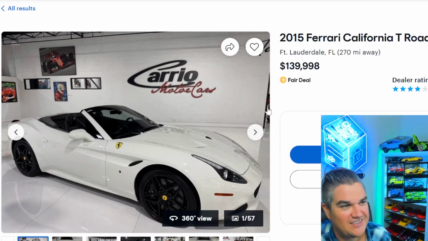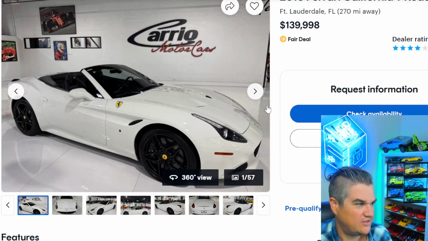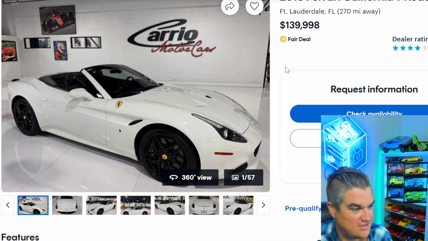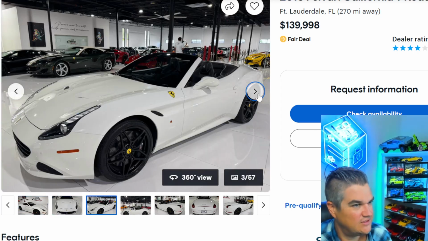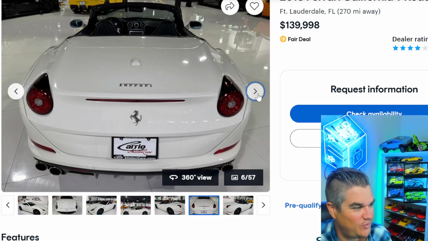All right, car of the day, 2015 Ferrari California T Roadster. Maybe a great starter Ferrari. Look at the price. Not bad. You can buy your first supercar. This might be on the menu. Pretty good. A Ferrari for around 150K is pretty sweet. But if you're buying a used Ferrari, you better have your maintenance wallet out. A little bit pricey to maintain.